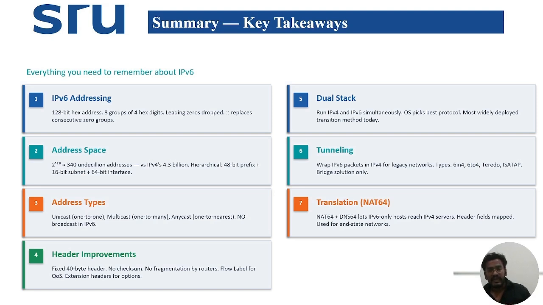And coming to tunneling, wrap the IPv6 packet in IPv4 for large networks. Types are 6in4, 4to4, 6to4, Teredo, and ISATAP. And the translation, like NAT.